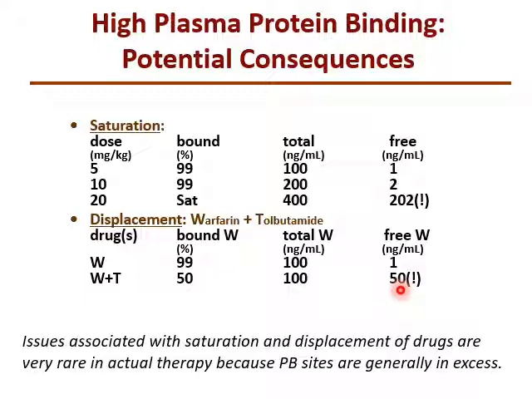So again, this illustrates that for highly protein-bound drugs, you have to be careful about saturation and displacement. If you try doing the numbers on your own, you'll see that for compounds that are 20-30% protein-bound, it doesn't make such a big difference to have changes in percent free.